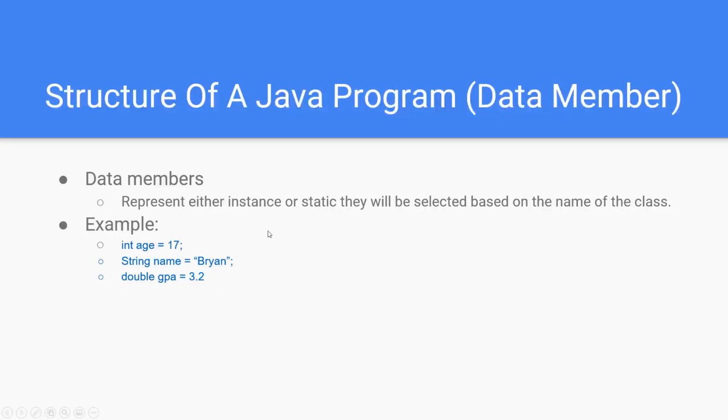Our data members are those properties for the class, modeling the attributes or the properties of that real-world object. So here in our example, it looks like we are modeling a student object, and in our case, we are interested in the student's age, which is an integer, the student's name, and the student's GPA. These are all different data types, as you can see.